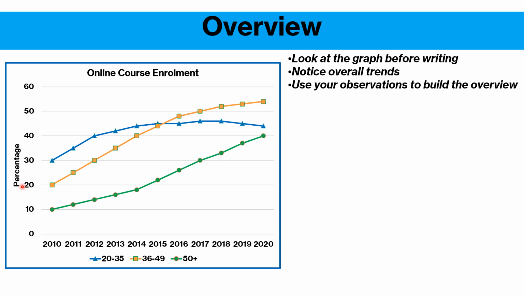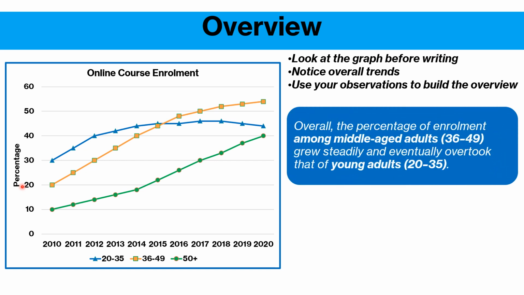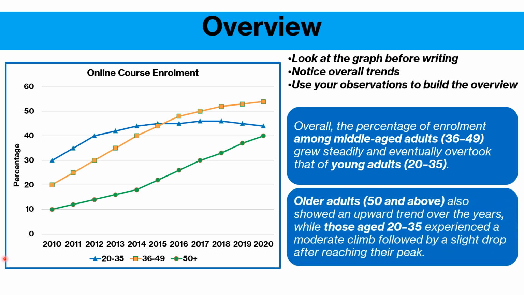So, based on this observation, we can now start the overview this way. Overall, the percentage of enrollment among middle-aged adults grew steadily and eventually overtook that of young adults. Now, we can write about the other 2 groups together by using a connector. Older adults also showed an upward trend over the years, while those aged 20 to 35 experienced a moderate climb, followed by a slight drop after reaching their peak. This overview highlights the most important trends in a clear and logical way.